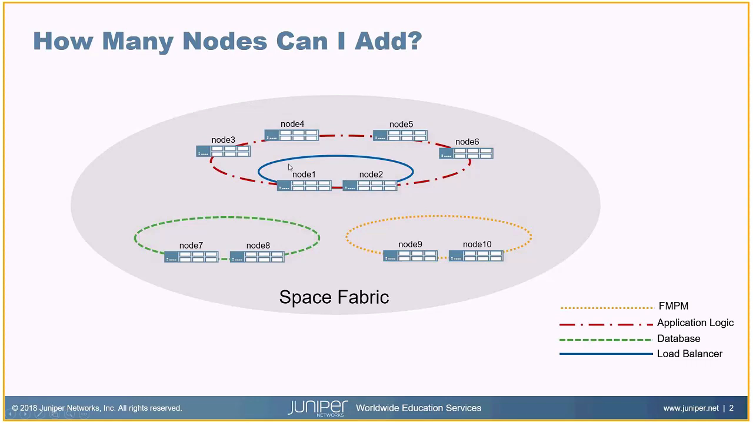where we have nodes 1 and 2 serving as the load balancer and application logic. And in this example, they would also be the database nodes. And then you have a third node serving as an FMPM node. So there's a lot of different examples here that you could look at.